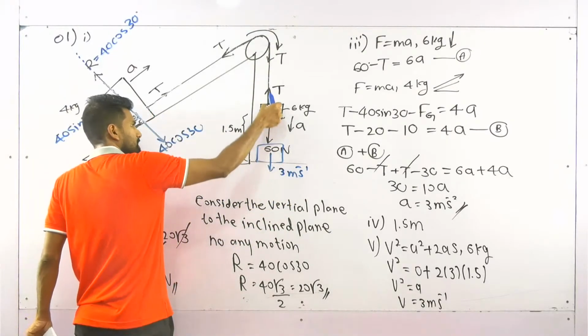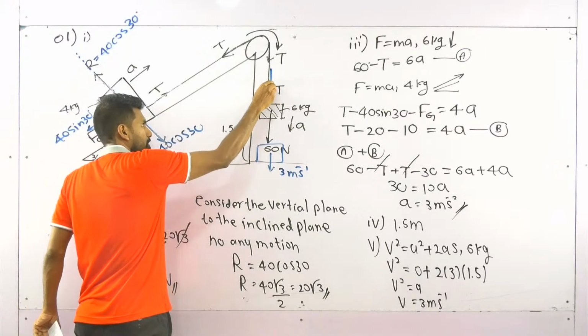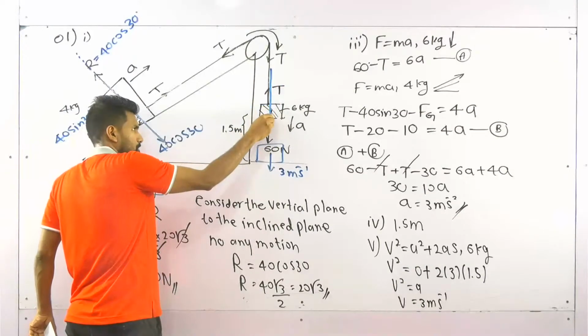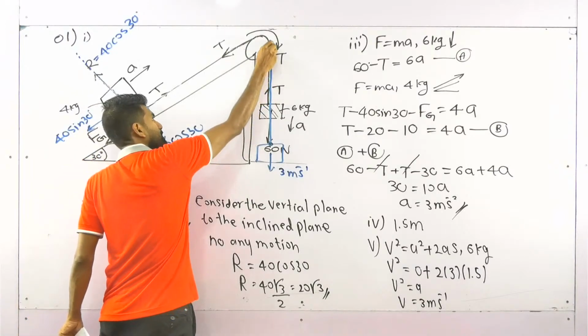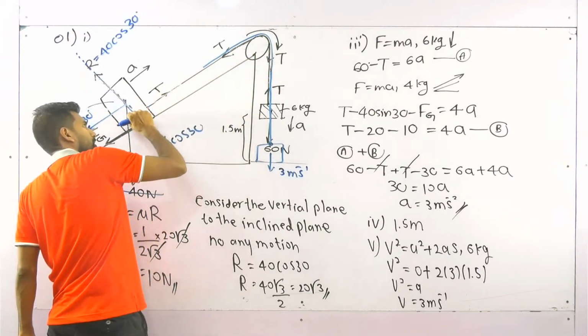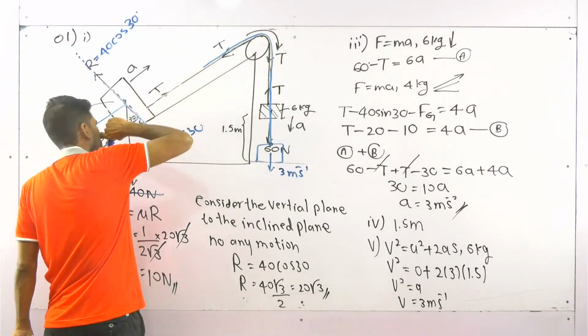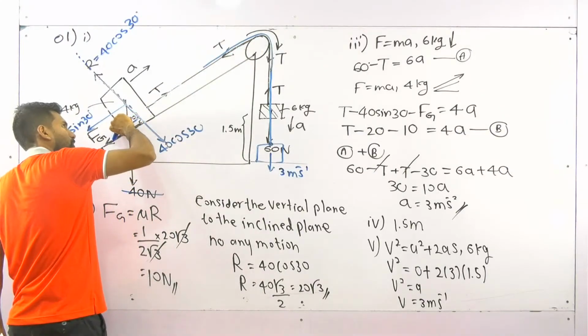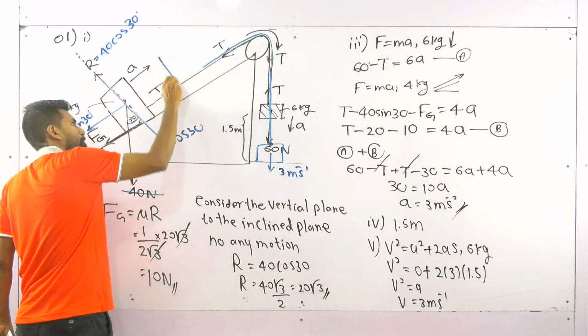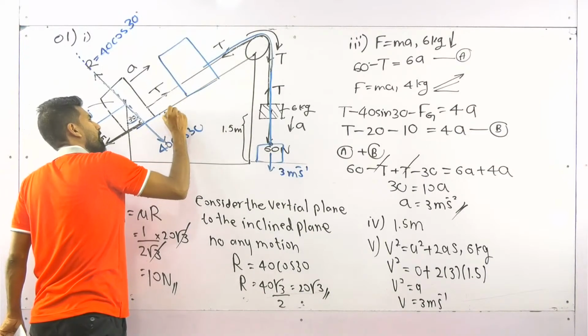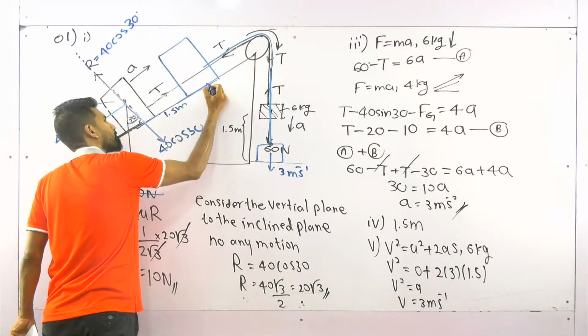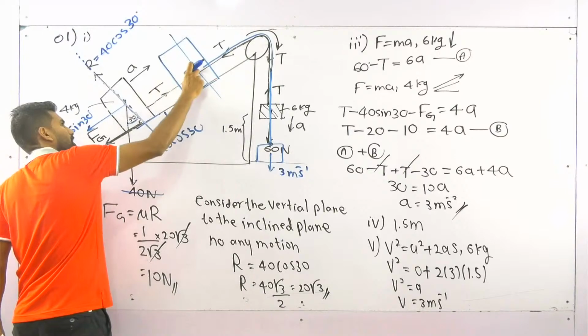Now, when the 6 kg block comes to the ground, the string is also there. As it's an inextensible string, the other end is in a position where it has reached 1.5 meter up. So the 4 kg mass is somewhere here, 1.5 meter distance up the plane.